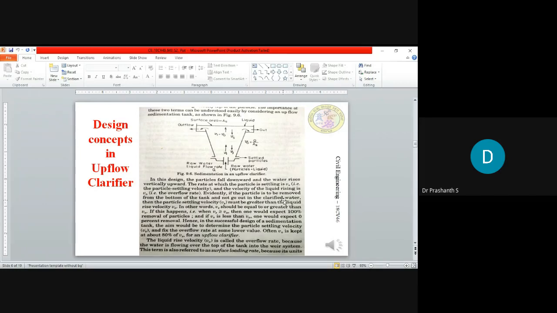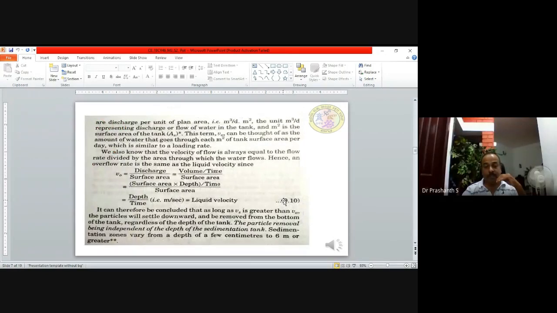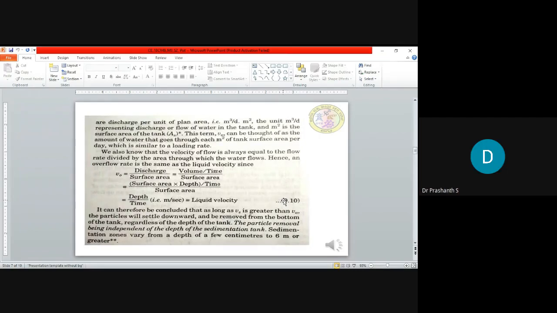This term is also referred to as surface loading rate, as explained in the previous slides, because its units are discharge per unit area, plan area. So, what is the unit? It is the volume of water per day per meter square, meter cube per day per meter square, is the unit of overflow rate. This term can be thought of as the amount of water that goes through each meter square of the tank surface area, which is similar to the loading rate. And I have explained this also in the previous slide.